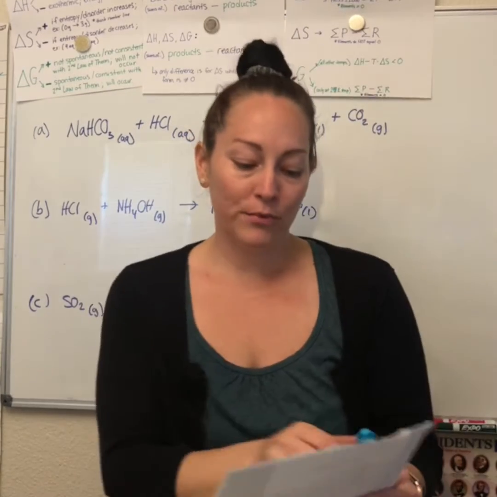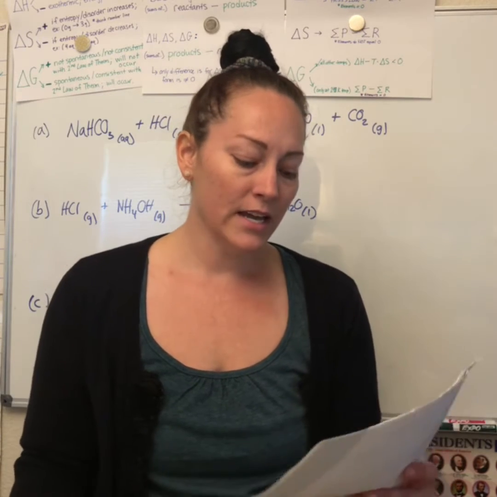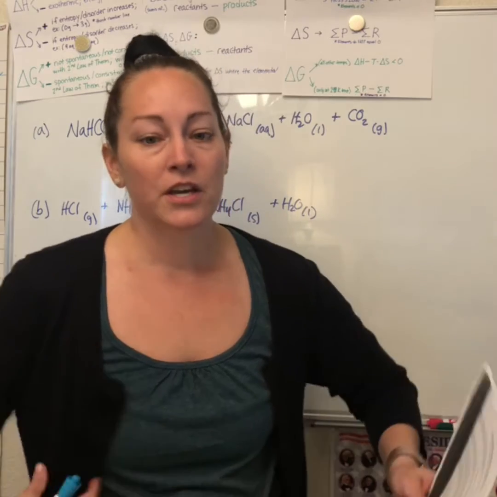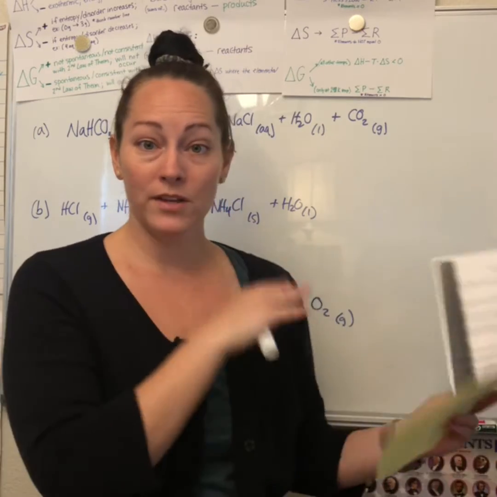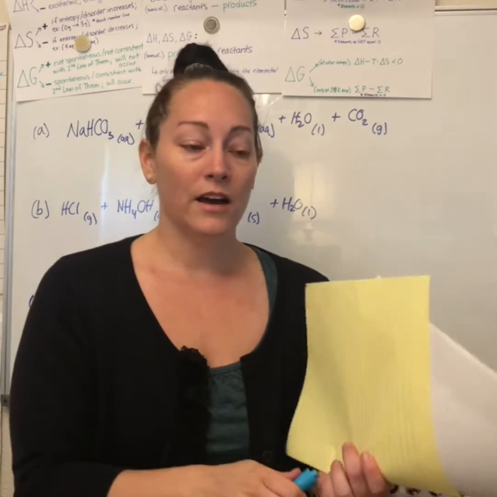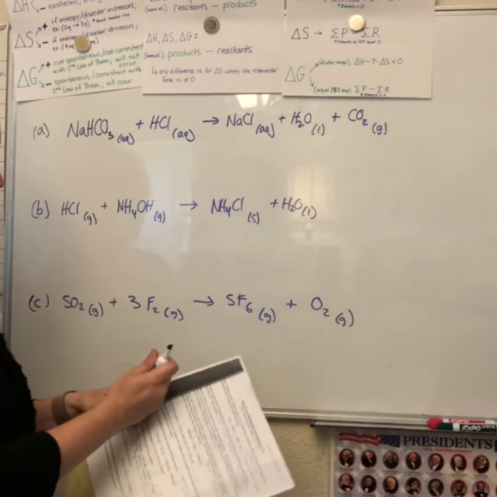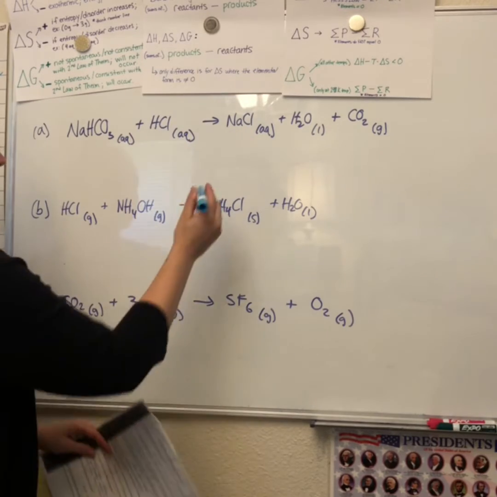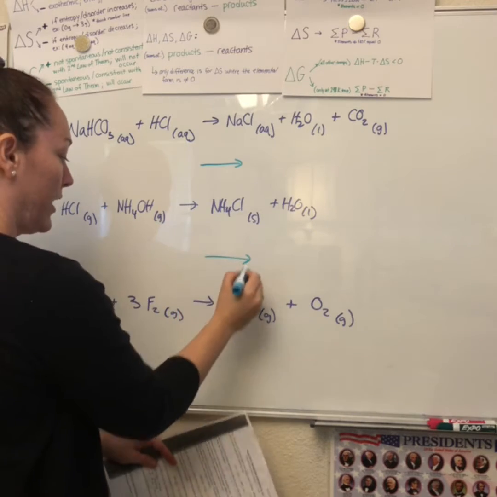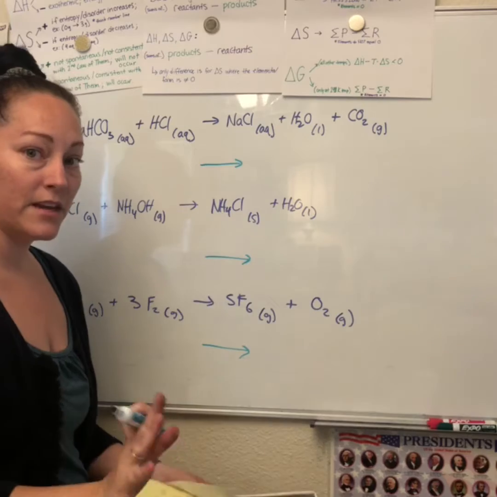All right, so problem number 6 says, what is the sign of delta S, or entropy, for the following reactions? So we're just going to be comparing one side of the reaction to the other to see how the entropy changes, okay? So here are your reactions, A, B, and C. For each one, I'm always going to start and just write an arrow, okay? Now, we're going to compare the phases on each side, the number of phases.